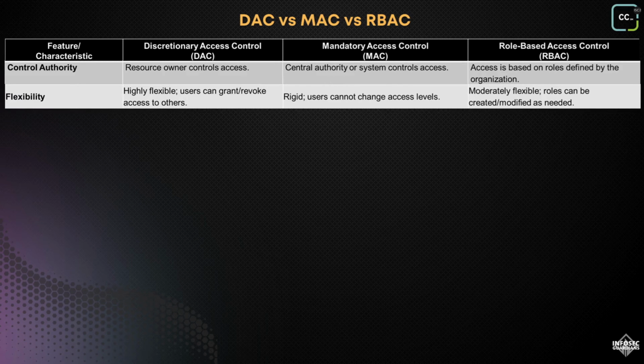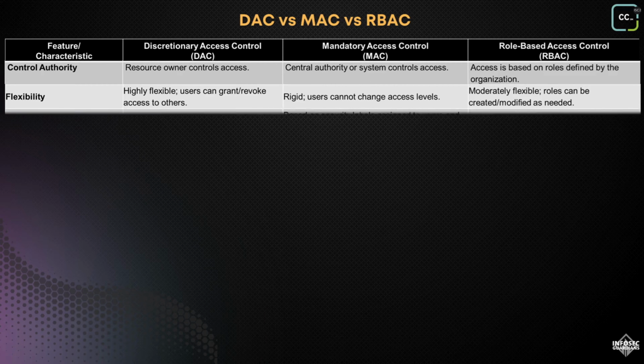Next, let's talk about flexibility. DAC is highly flexible since users can grant or revoke access as they see fit. MAC is quite rigid, as users cannot change access levels. RBAC falls somewhere in between, offering moderate flexibility because roles can be created or modified as needed.